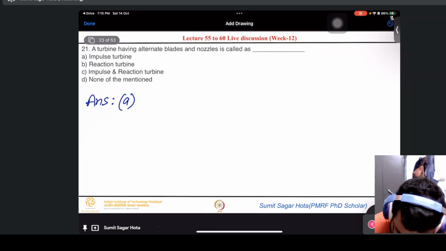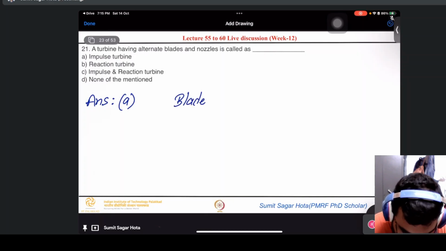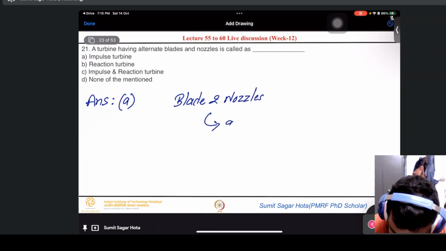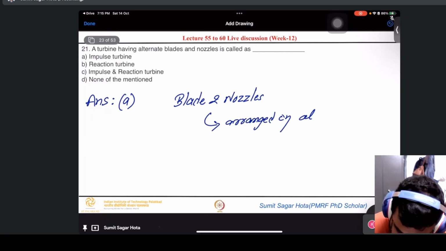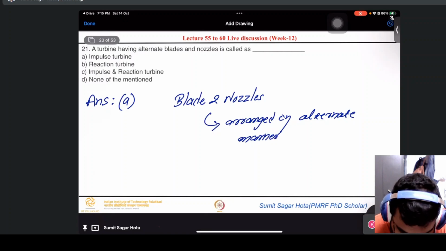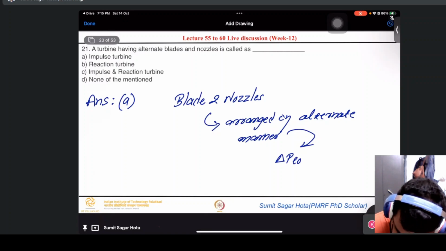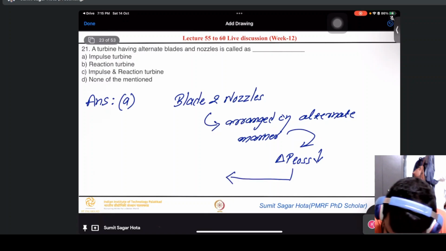What does it mean? That your blades and nozzles are arranged in an alternate manner. Then what is the case? Pressure loss can be reduced. So if the pressure is reduced, then what is the name? The name will be impulse.